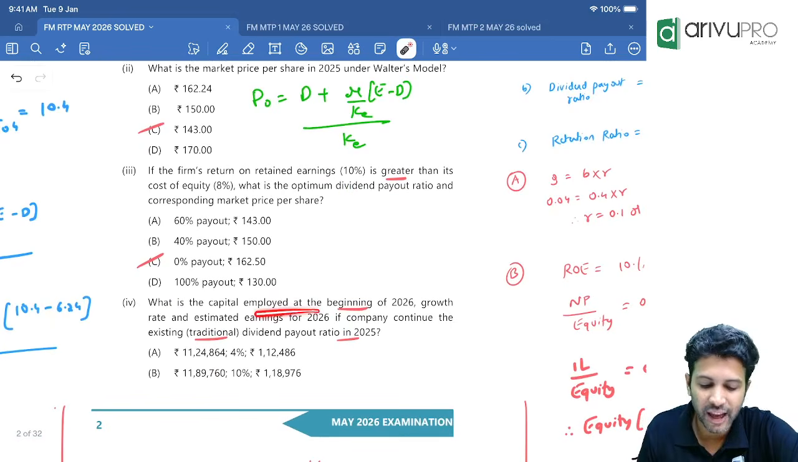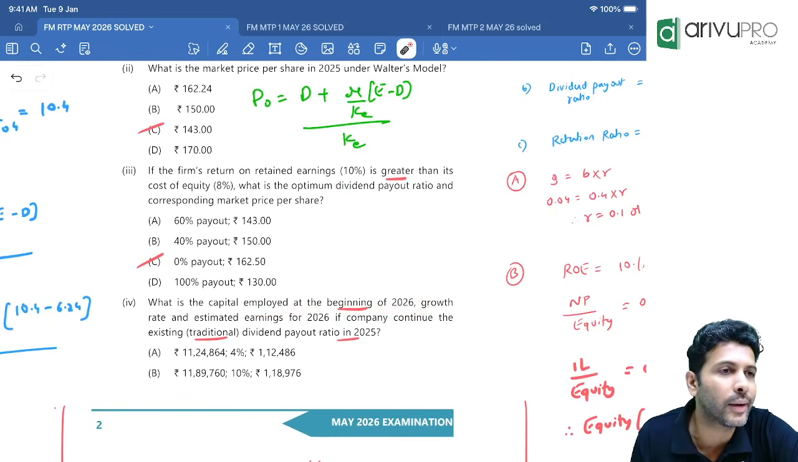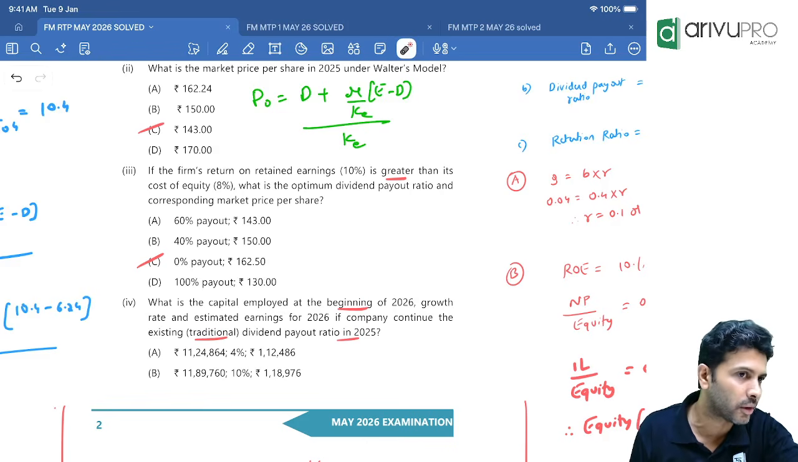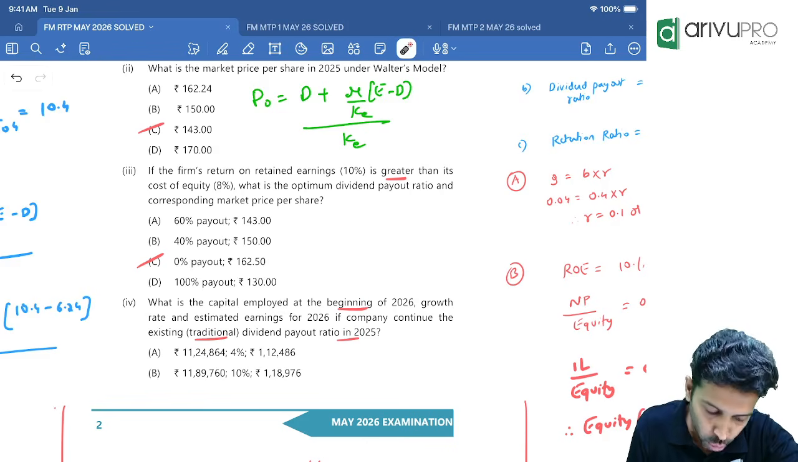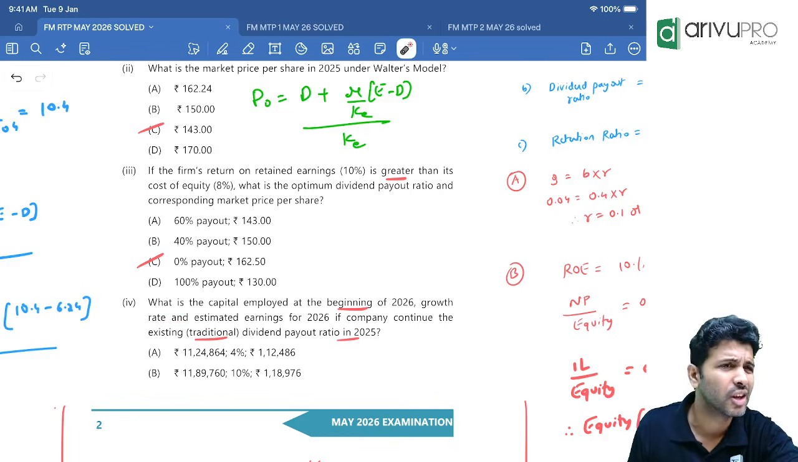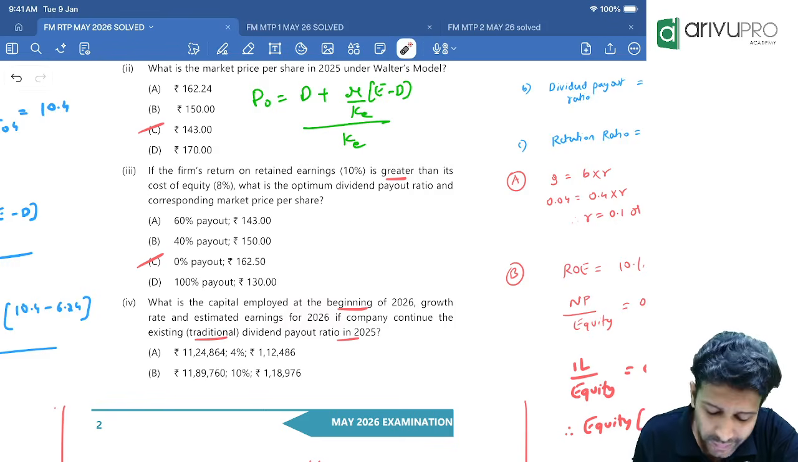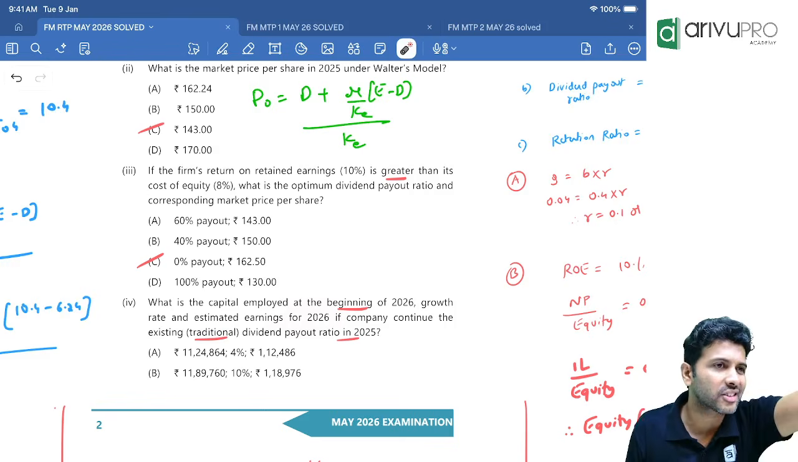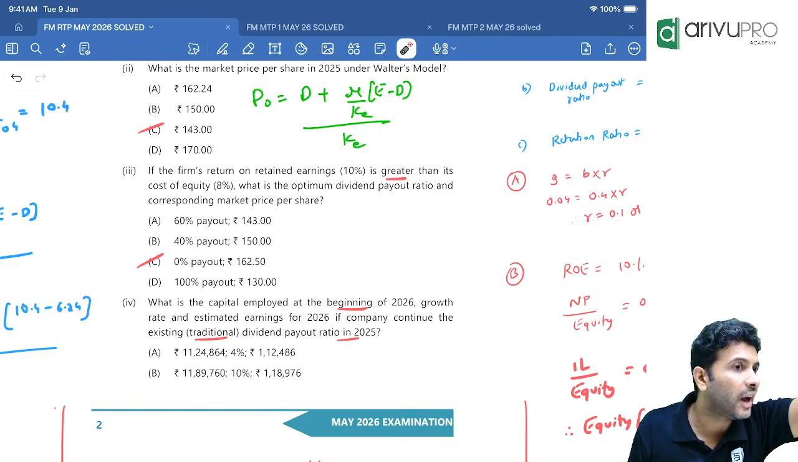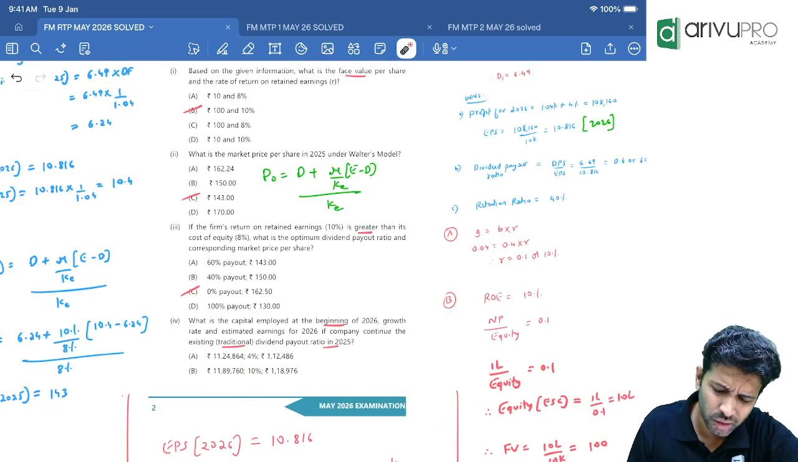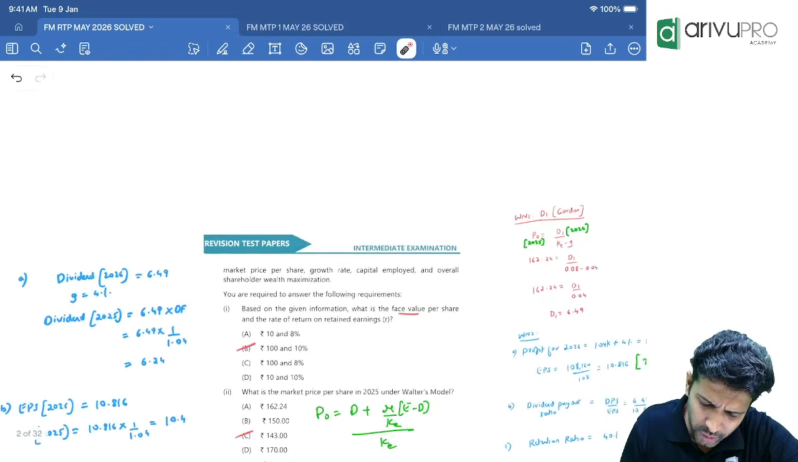Next, what is capital employed at the beginning of 2026? They're asking capital employed at 2026 beginning. Growth rate you already know. How much is it? 4%. Estimated earnings for 2026. So three things they're asking: capital, growth rate, and earnings. They asked EPS or earnings. I think we already found no. What is earning? Here only we wrote 2026 earnings we have.